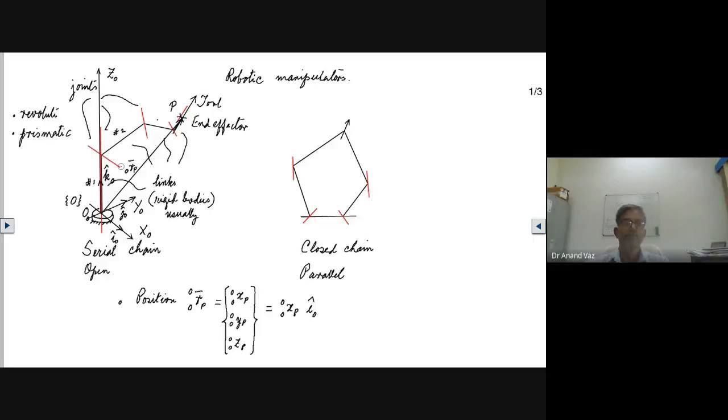And they are mutually orthogonal. Orthogonal means they are mutually perpendicular to each other. And what we are doing here is considering a right-handed Cartesian coordinate frame. Usually, in fact in all our work, we will use the right-handed Cartesian coordinate system.